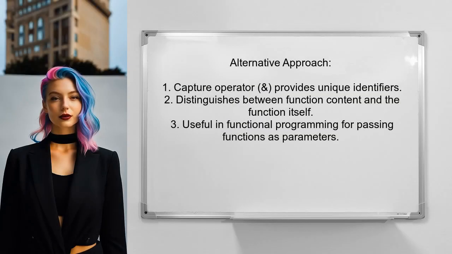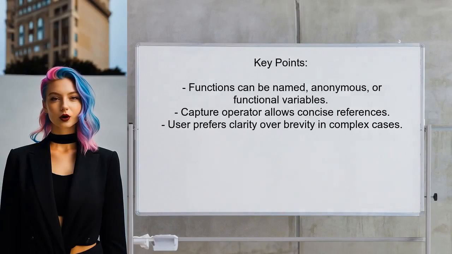This user explains that the capture operator in Elixir functions similarly to a reference operator in other languages, but with added capabilities. It provides a unique identifier for Elixir objects, allowing for a clear distinction between the content of an object and the object itself. This is particularly useful in functional programming, where functions can be passed around like variables. They illustrate that functions can be defined as named elements, anonymous functions, or functional variables. The capture operator allows for concise function references, making code cleaner. However, the user prefers to avoid it in complex scenarios to maintain clarity.